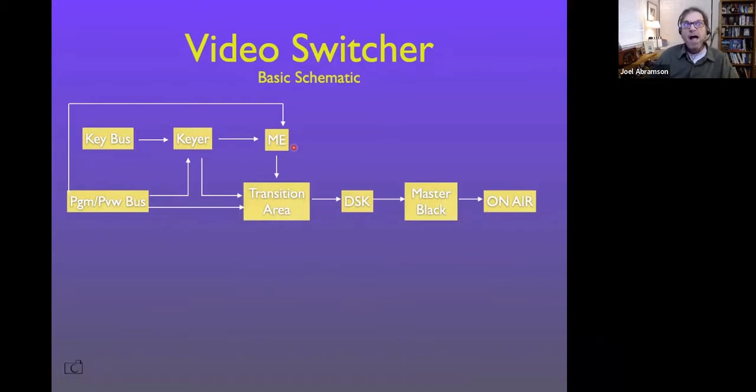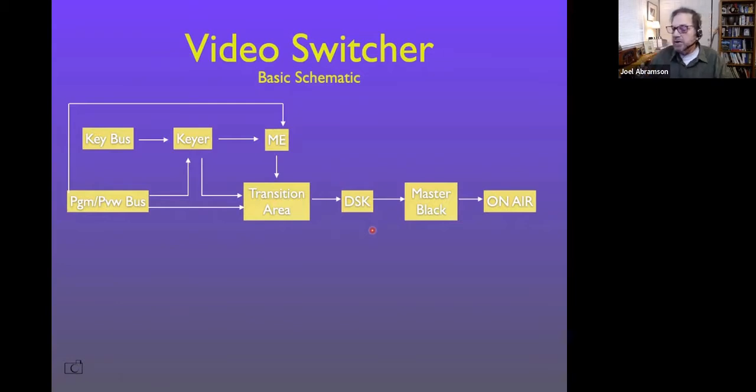Which is kind of what happens when you do these multi-effects where you have the weathercasters standing in front of the map, but the map has graphics on it, those kinds of things. So that might go through an ME effects, right? And then goes through the transition area. Then we get to this. What is this? This is the downstream key.